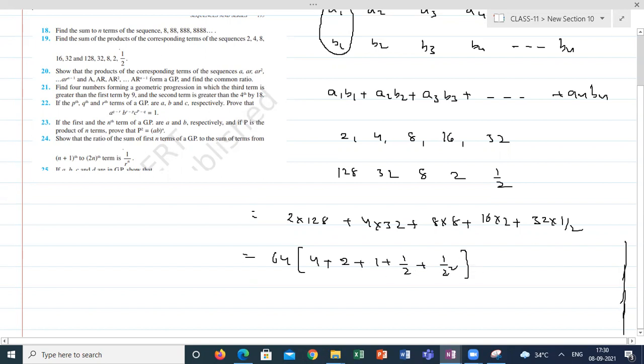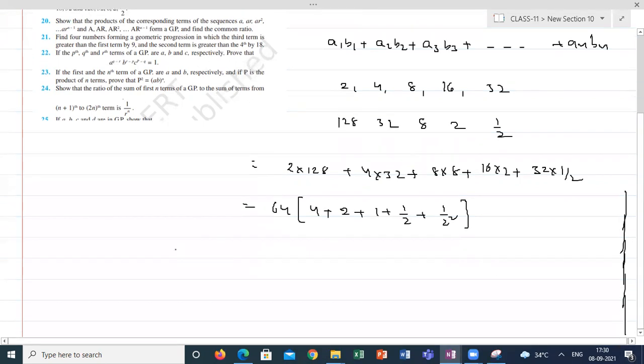4, 2, 1, 1 by 2, 1 by 4: are they in GP or AP? AP or GP? GP, sir. If you divide by 2, we get GP. So a is equal to 4 and the common ratio is equal to how much? 1 by 2. Right. So how many terms? 5 terms. What is the S5 value here?